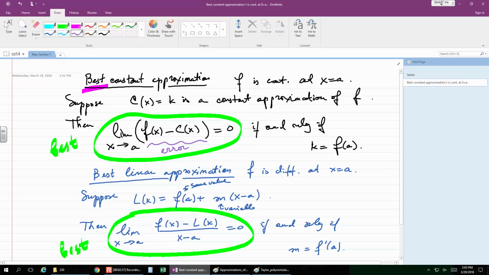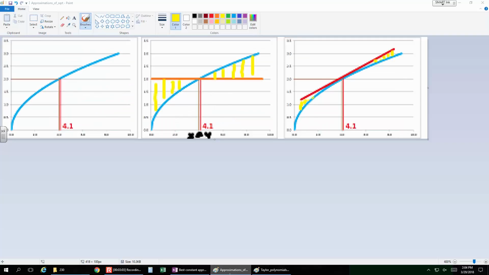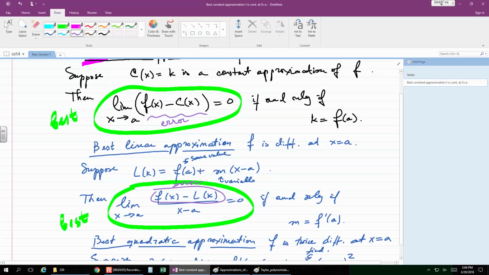This is still our error, and it still converges to 0, but it converges faster. It converges even if we divide it by x minus a; the whole thing still goes towards 0. And that is the standard of a better approximation. You can see it in the picture, and you can also see it in the formula.